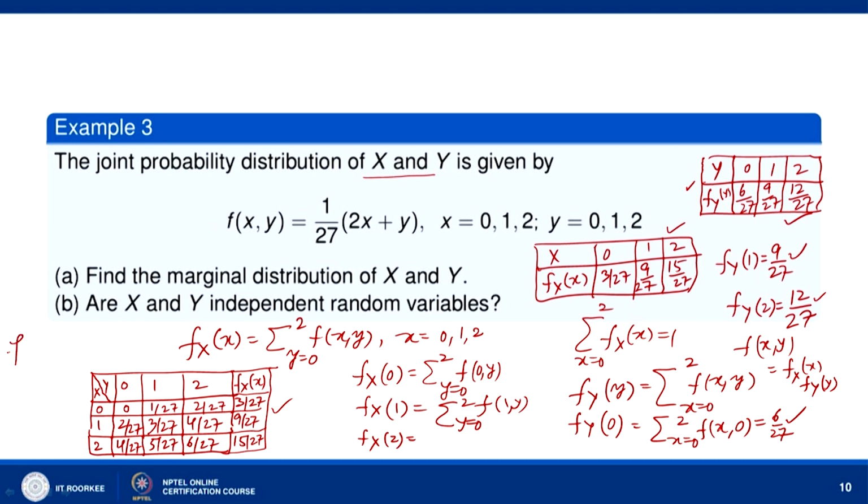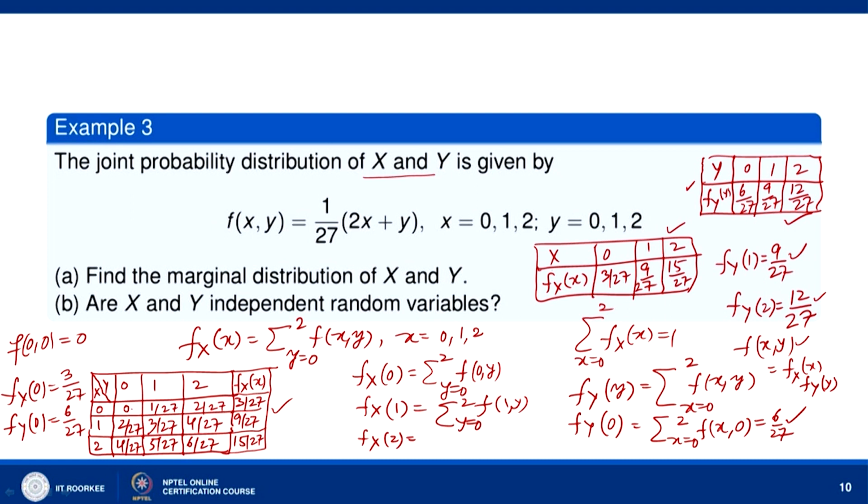Now, let us see f00. From the table you can see when x is 0 and y is 0 it is 0. So, f00 when x equal to 0 and y equal to 0 is 0. What is the value of fx(0)? fx(0) is equal to 3/27. What is the value of fy(0)? It is equal to 6/27.